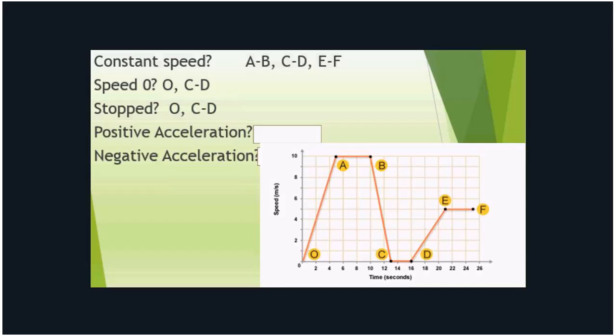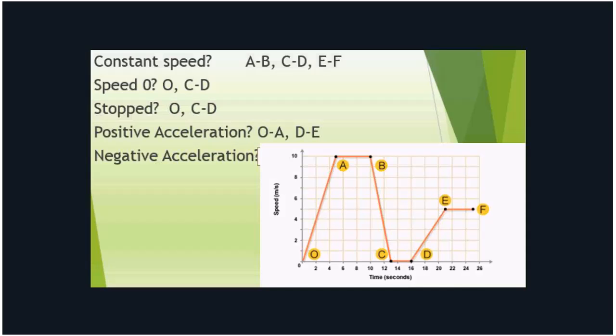Positive acceleration is when someone is speeding up. Their velocity number or their speed number should also be going up. So if you look from O to A, his speed goes from 0 meters per second to 10 meters per second. So he is speeding up. Same from D to E. At D, his speed is 0. At E, his speed is 5. So he speeds up at 2 different points in this graph. He speeds up from O to A and D to E.